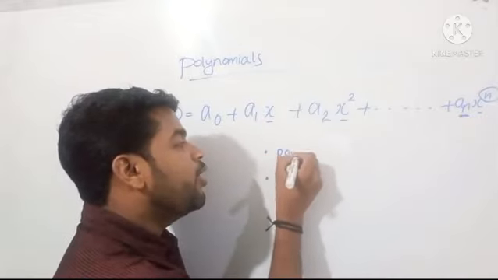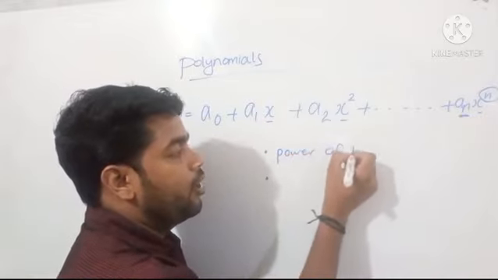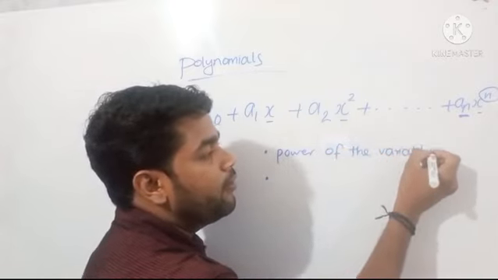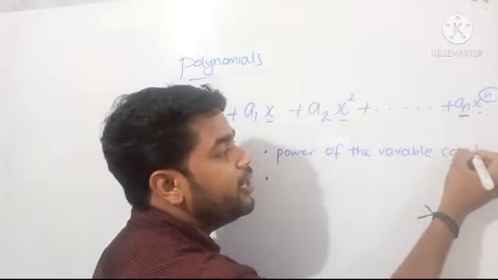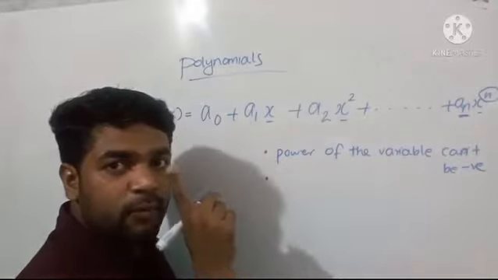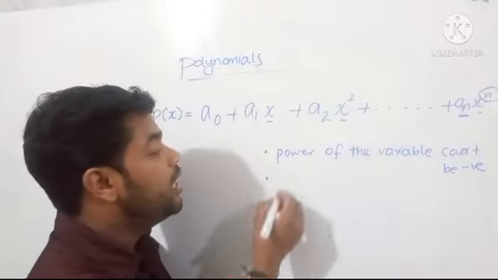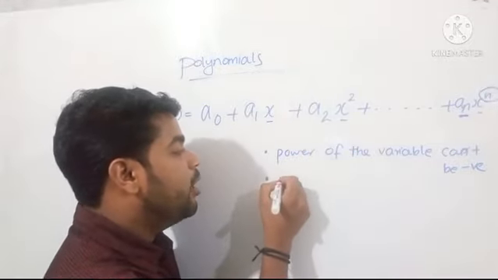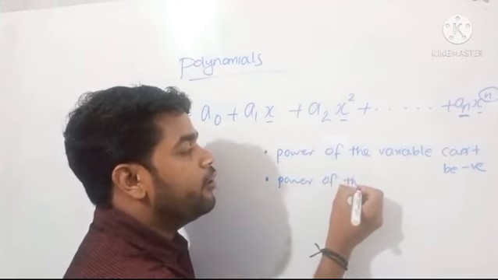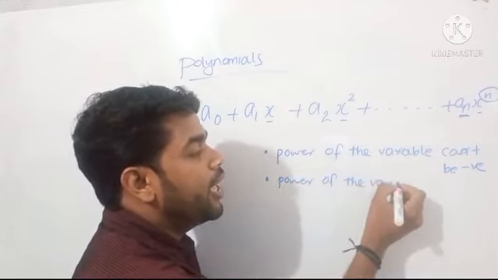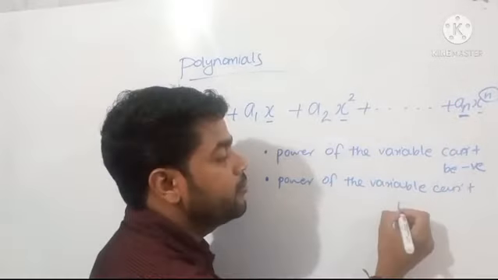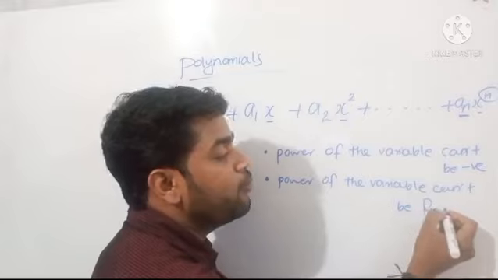The power of the variable cannot be negative. This is the one condition for checking a polynomial. The next condition is that the power of the variable cannot be a fraction. These are the two conditions for checking polynomials.